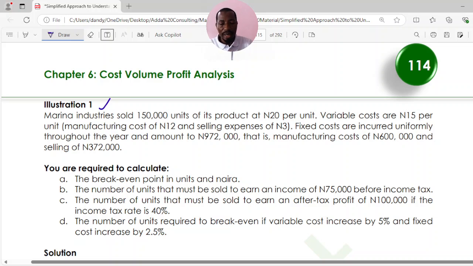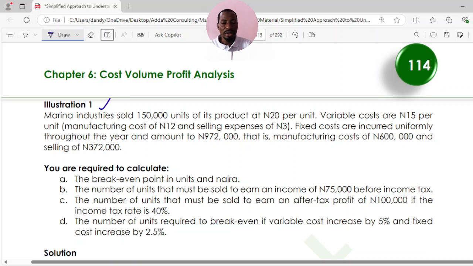This is a complete question under break-even. So let's review it. All right, so what are you supposed to do? In the first requirement, you are to calculate break-even point in units and in naira. The first thing that should come to my mind is that I want to calculate break-even point in units. I know that break-even point in units is computed as total fixed cost divided by contribution margin per unit. Therefore, I will go to the question: what is the fixed cost? We are told that fixed cost is 972,000. Then, what is the contribution margin per unit?